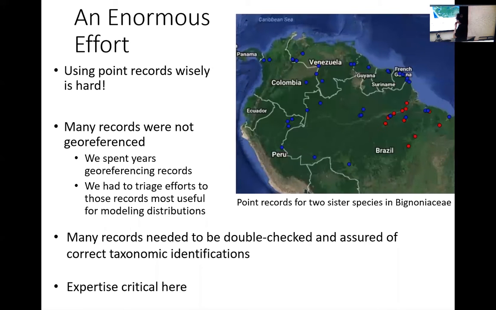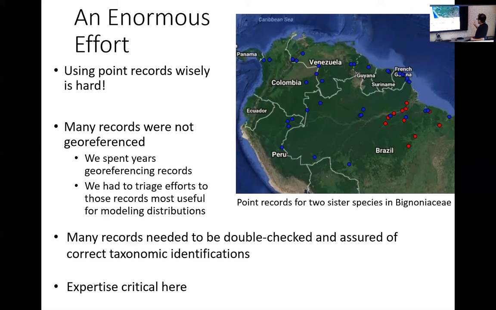So this is an enormous effort, and I'm just going to give you one example for two species that happen to be sister species in the big nodes. But using these point records wisely is super hard. Many of these records were georeferenced, so we spent years georeferencing records, simply to get latitude and longitude on those points. They might have a locality description of where they were collected, but going from a locality to a latitude and longitude can be a challenge.